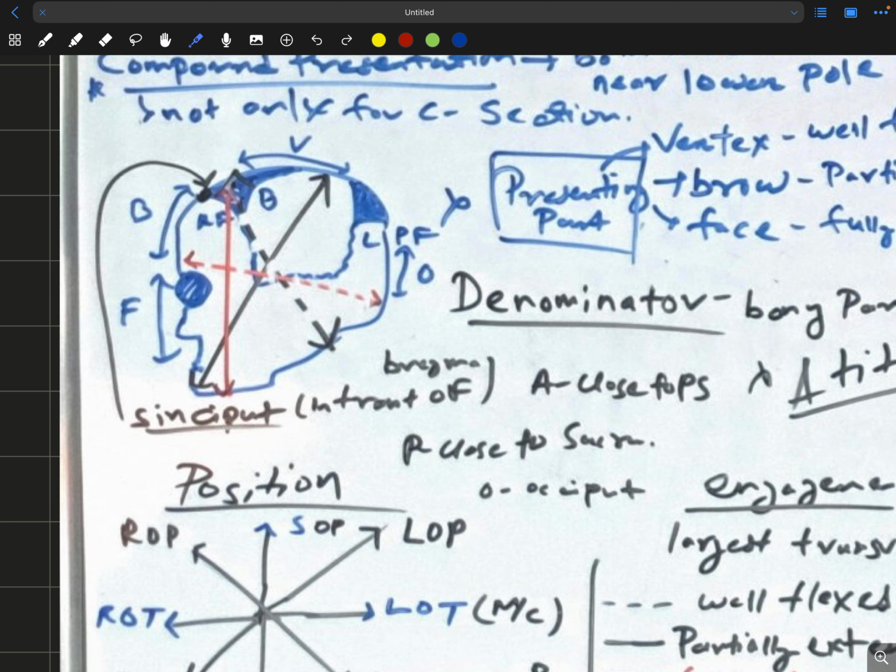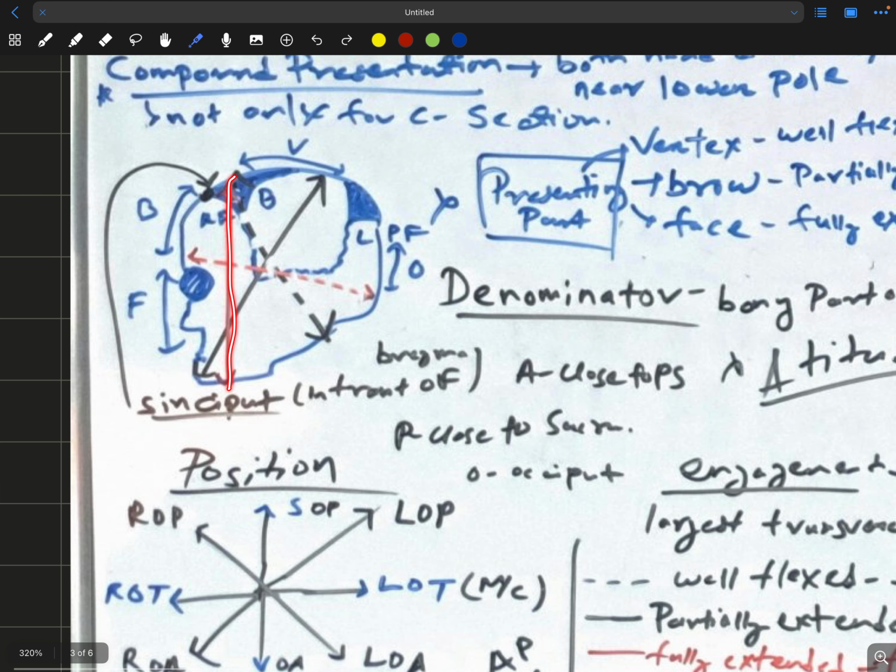So first, remember, this is the skull. This diameter is from the bregma to the subocciput, so this is called the suboccipitobregmatic diameter. From subocciput to bregma, suboccipitobregmatic diameter. This is from mentum to vertex, the mentovertical diameter. Now this diameter is below the mentum, so submentovertical diameter.